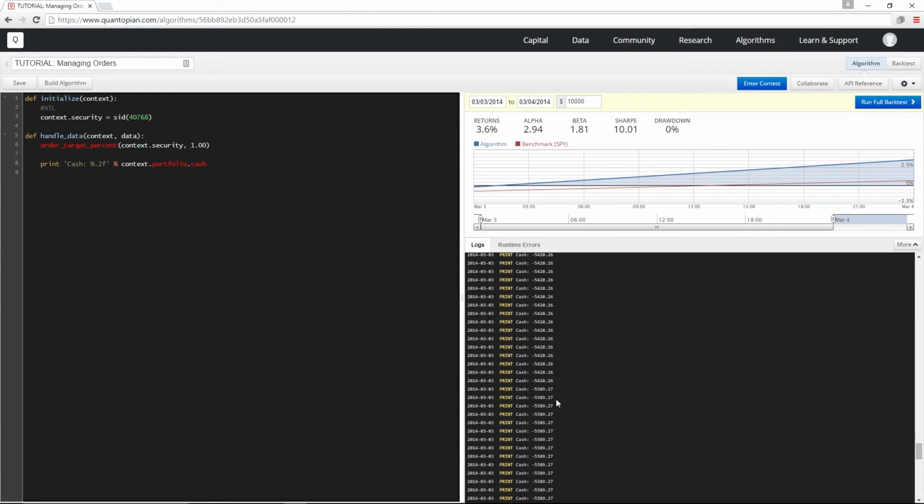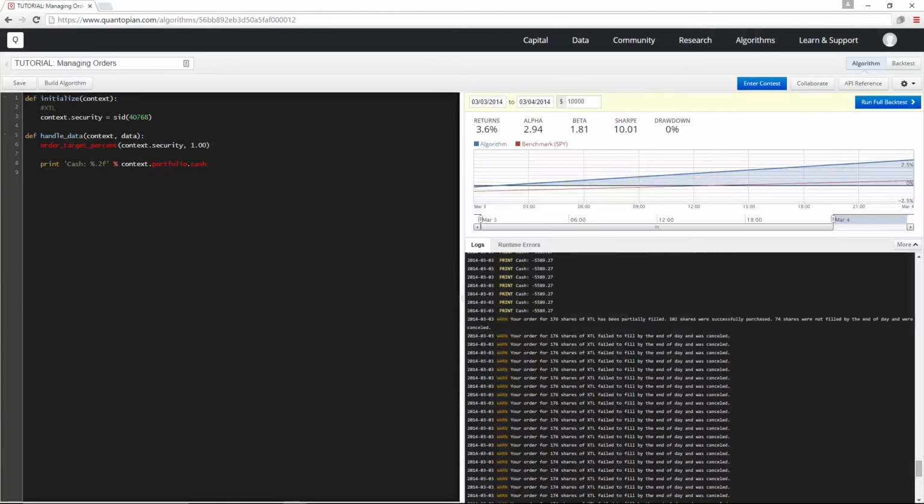If I scroll down a little further in the logs, I can see all of these open orders at the end of the day getting canceled. This is because in both backtesting and live trading, all open orders are canceled at the end of the day.